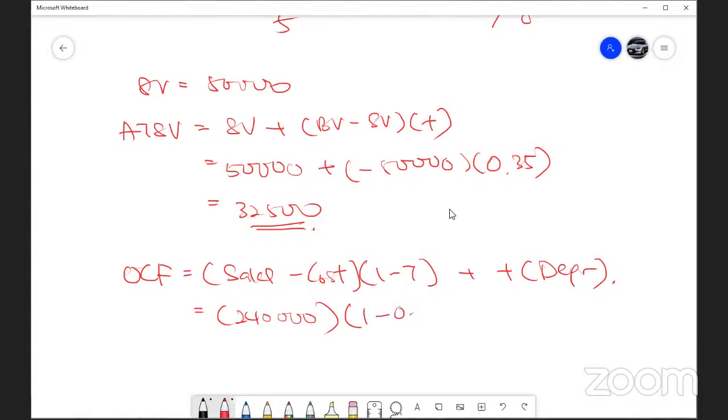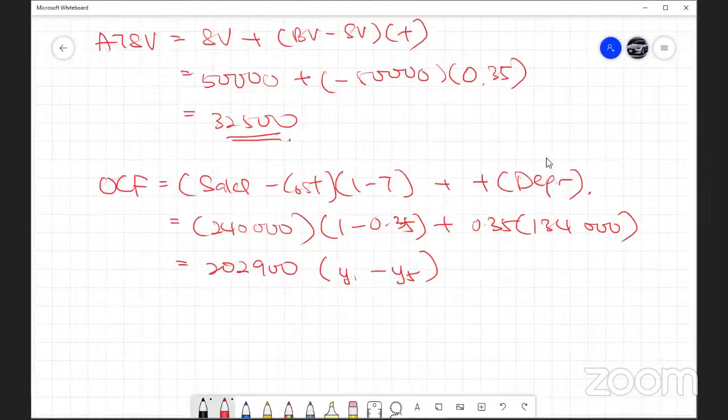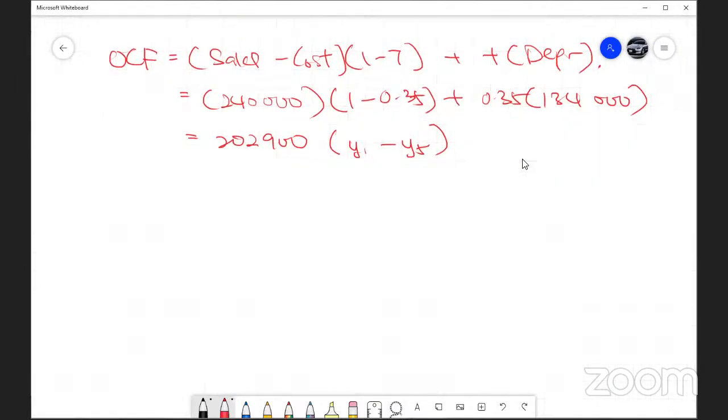Times 1 minus T, plus T times depreciation, of how much I just calculated? 134. So every year is the same. Every year is going to be the same. So your OCF is 202,900 for year 1 to year 5. It's all the same. Okay, so put it into the table.